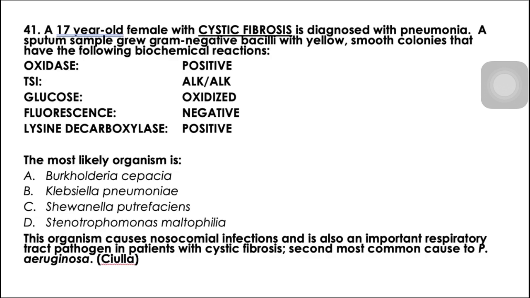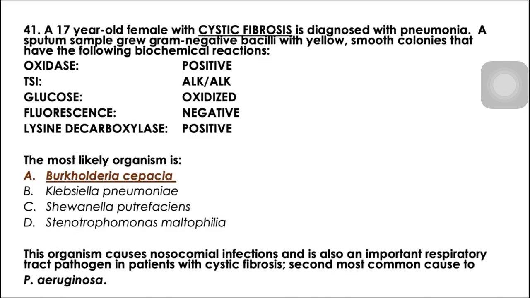Cystic fibrosis can also affect the pancreas, leading to pancreatic insufficiency, resulting in steatorrhea. And cystic fibrosis din po can also affect the respiratory system, wherein they are susceptible to infection, primarily with Pseudomonas aeruginosa and secondarily by Burkholderia cepacia. So this one is Burkholderia cepacia, letter A. So the most likely organism is Burkholderia cepacia.